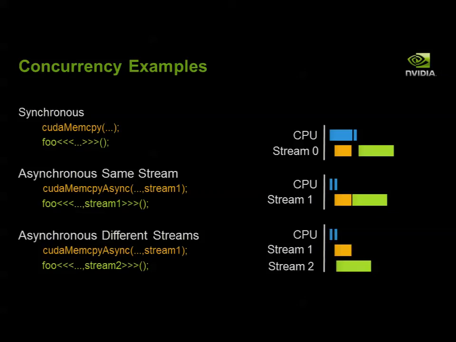So these are the 3 examples, similar to the ones that we had before with the concurrent kernel execution. Here now just with the data transfers. If you're not using any streams, you're guaranteed that any operation in the null stream is nicely synchronized. I mean, it happens in lockstep. So your mem copy will be completed, and once the mem copy is completed, your kernel will start executing.